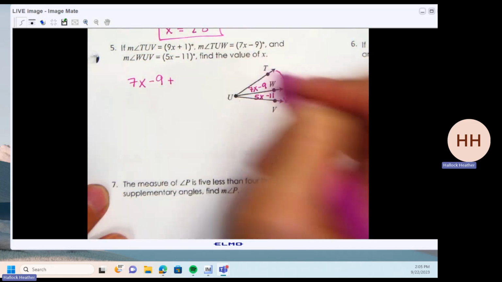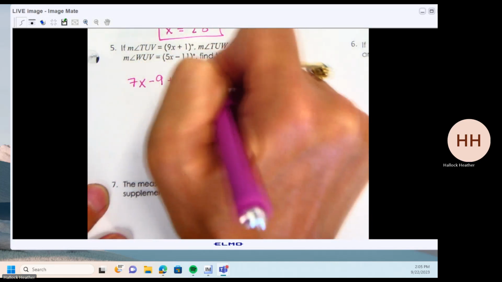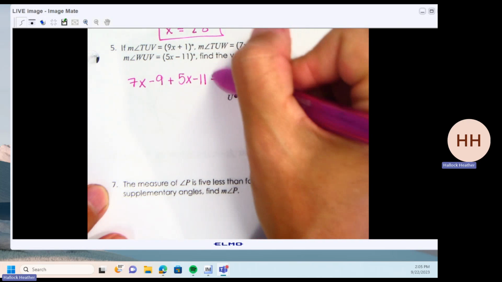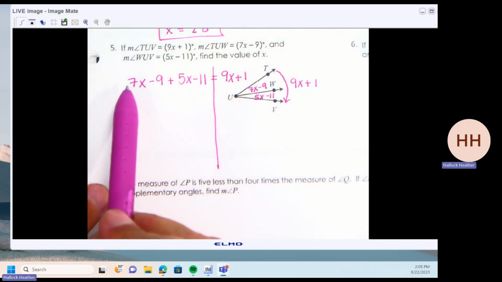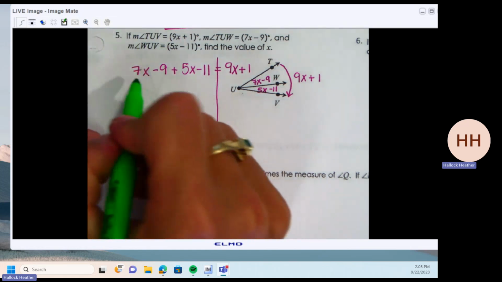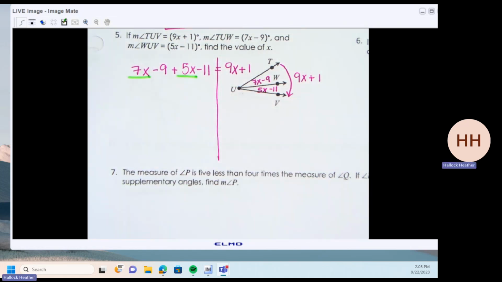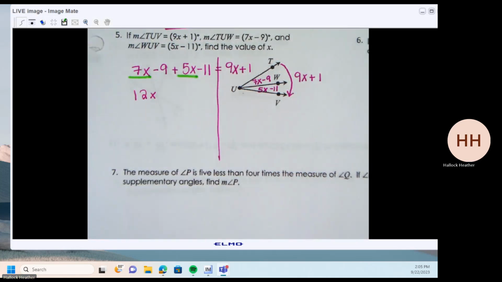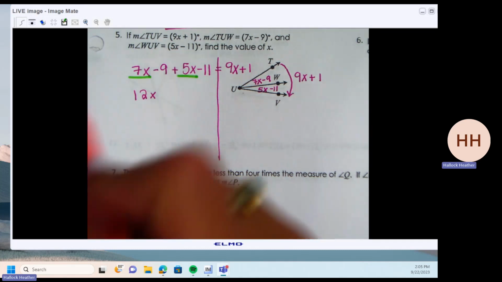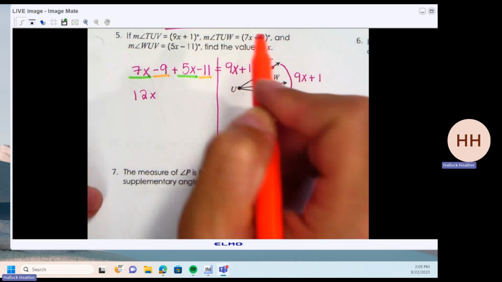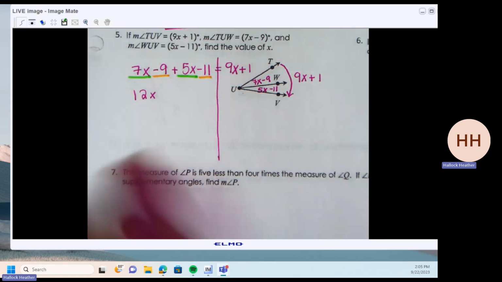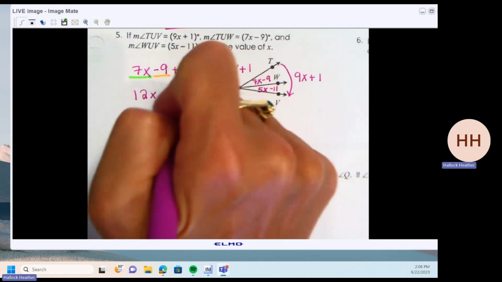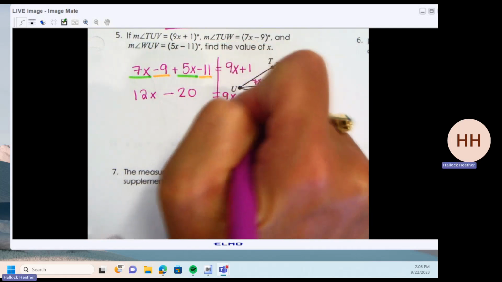So 7x minus 9 plus 5x minus 11 equals 9x plus 1. Since on the left side of my equation I have 4 terms, I can combine like terms. I have 7x and 5x, and 7x plus 5x is 12x. If I combine the constants, the numbers by themselves, I have -9 and -11. They're both negative, so they add to make a negative number: -9 plus -11 is -20, equals 9x plus 1.